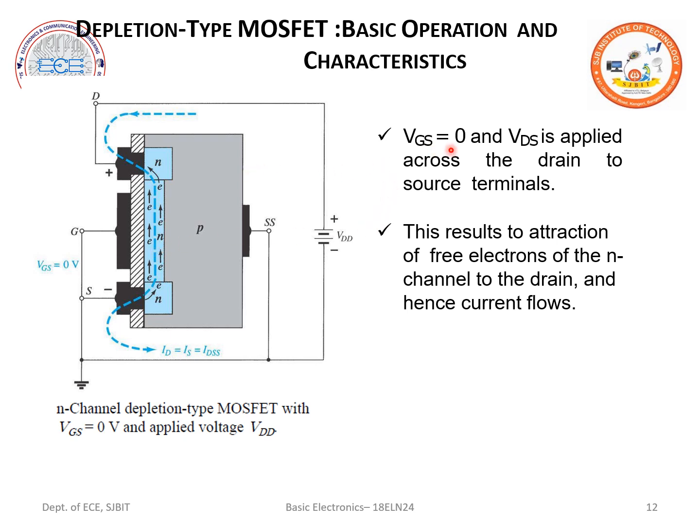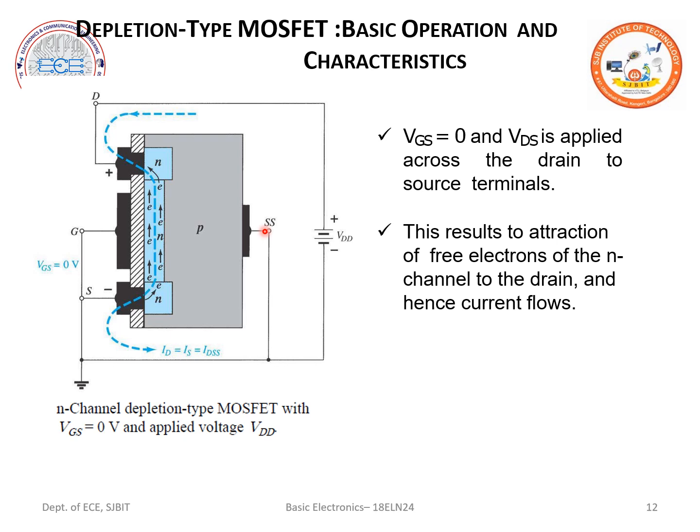So VGS would be made equal to 0 and VDS is applied across the drain. VGS is the gate source voltage that is made equal to 0 and VDS is applied across the drain to source terminal. This results in the attraction of free electrons of the n channel to the drain, and hence current flows.